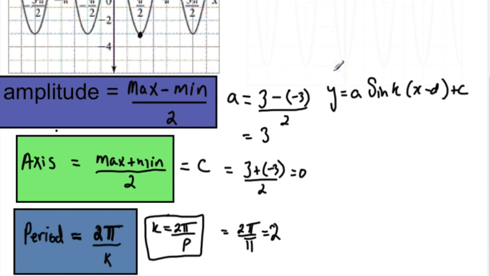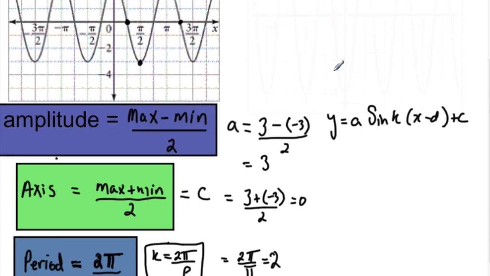Okay, so knowing all this information, I can plug in almost everything. I can plug in my A, which is 3, and I can write sine, if I'm going to use sine, and I know my k. And then I'm going to put x minus, and I'm just going to leave it blank for now because I haven't determined d, and I'll put plus the c, which I've determined to be 0, which we're just not going to write. So at this point we're going to determine the d.